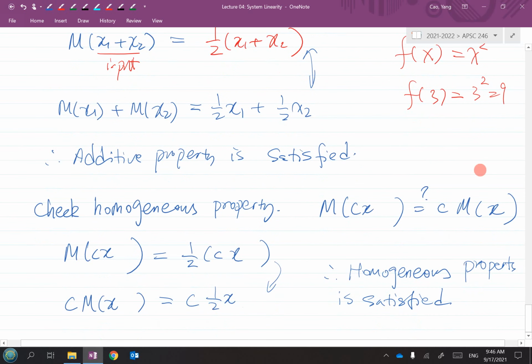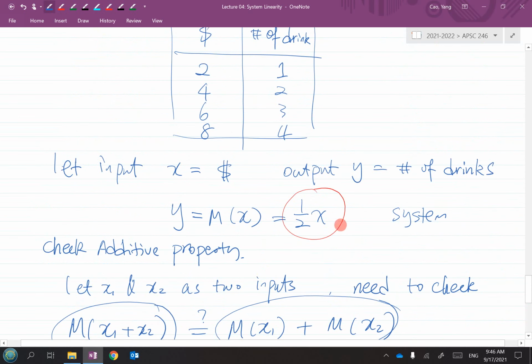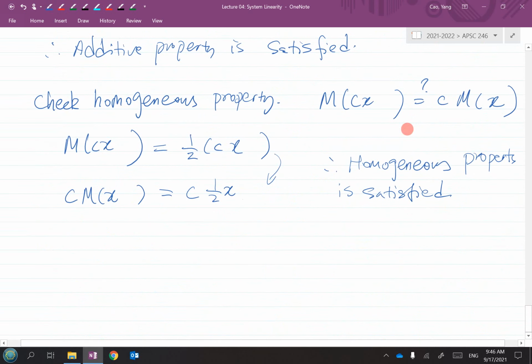Both properties satisfied. You got a linear system. Oh, cool, right? So the Starbucks system is linear in this case. You might actually have already concluded, because when you look at y equal to 1/2 x, it's a straight line, right? It's a linear line. However, you have to be careful, though. The next example will show you a little bit different perception, all right? So let me change this question slightly.